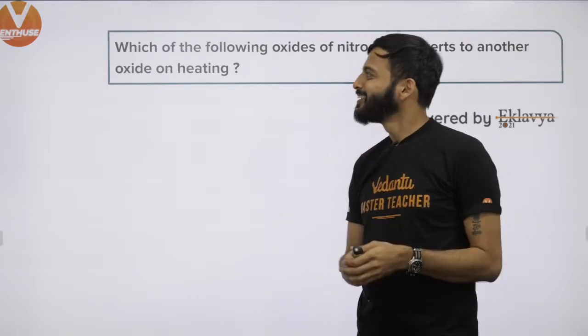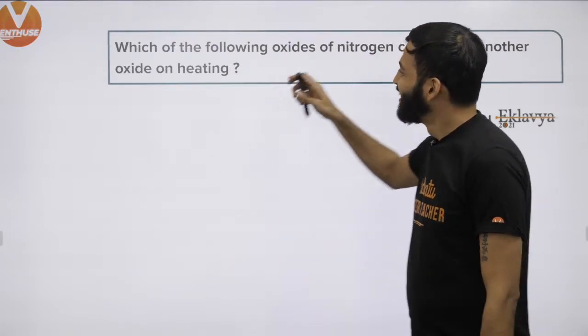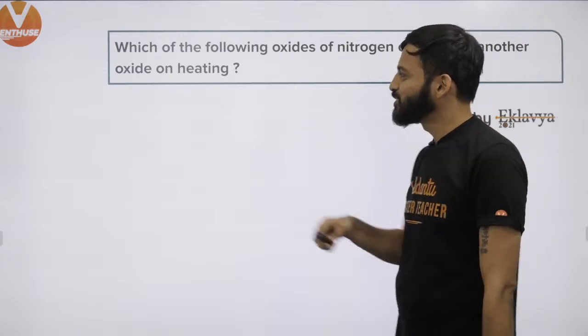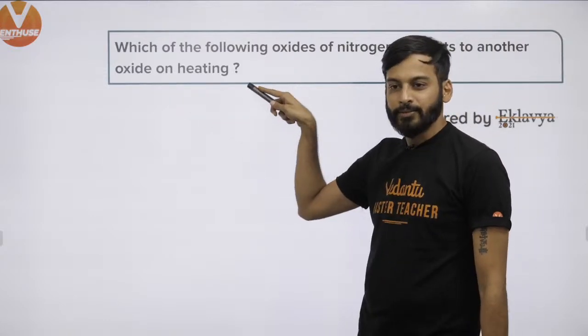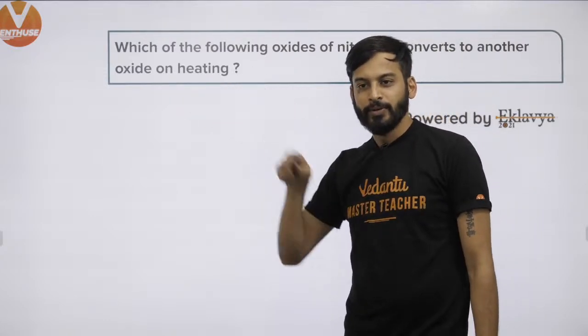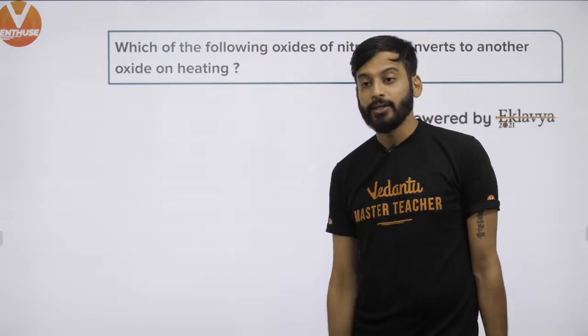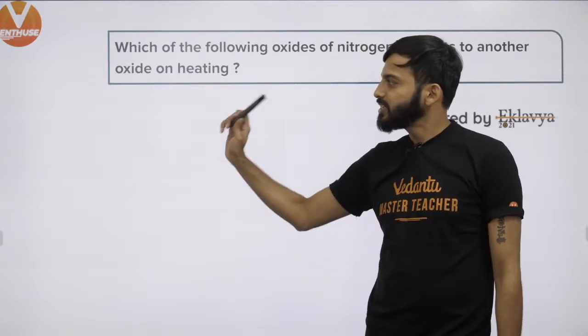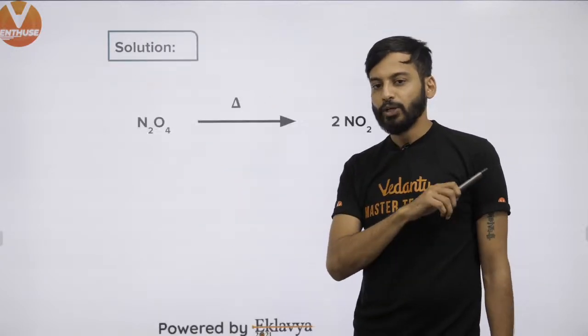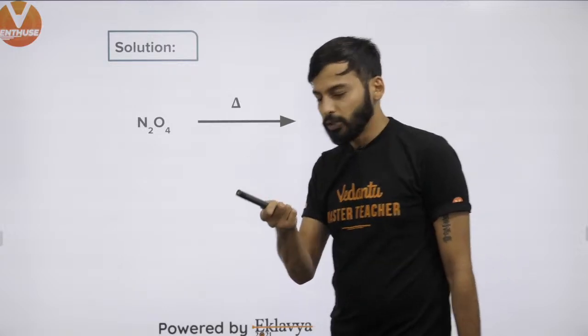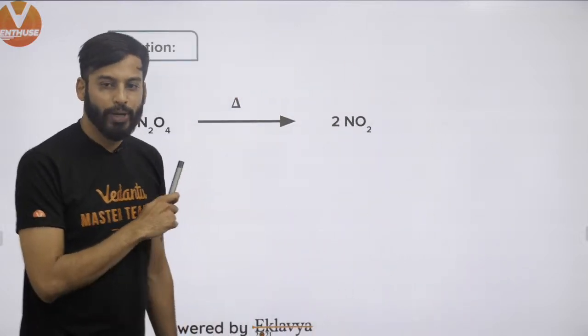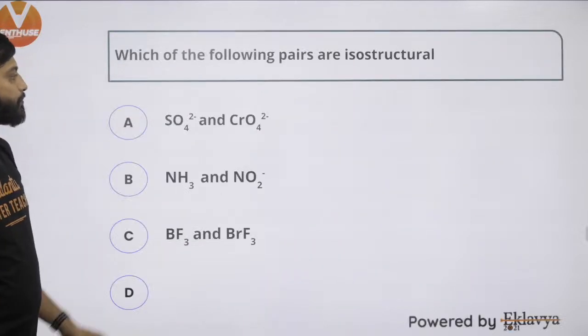Which of the following oxides of nitrogen converts to oxide on heating? Was it there? Do let me know. Nahi tha. Theek hai, the correct answer should be N2O4, which will give you NO2 twice. Chalo, no worries.